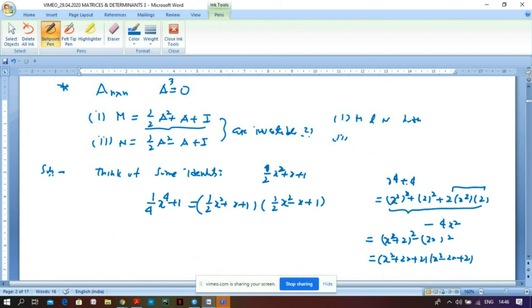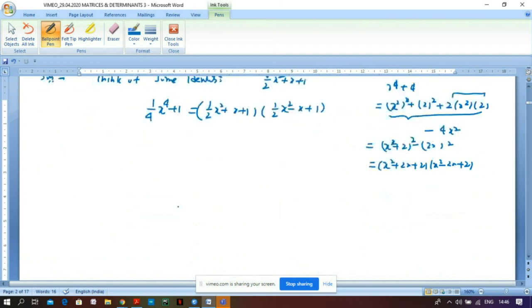It's the same thing. I have taken the 4 this side, so it's like 1 by 4 x to the 4 plus 1. There is an identity called a to the power 4 plus 4b to the power 4 that you are supposed to make note of for your future use. So it's a squared plus 2ab plus 2b squared, and a squared minus 2ab plus 2b squared.